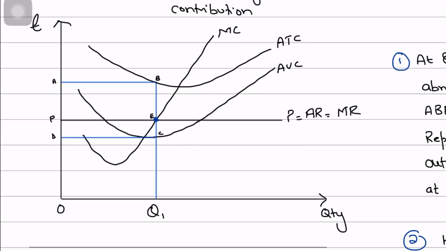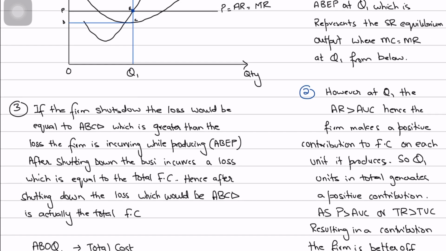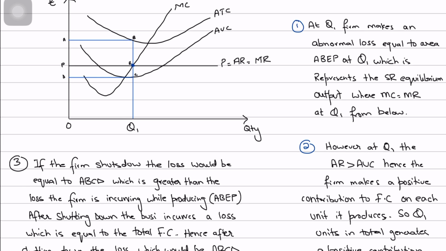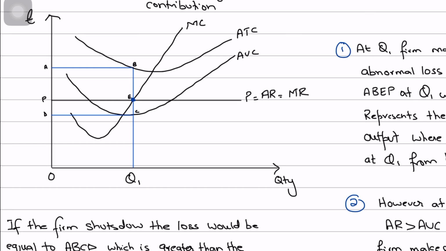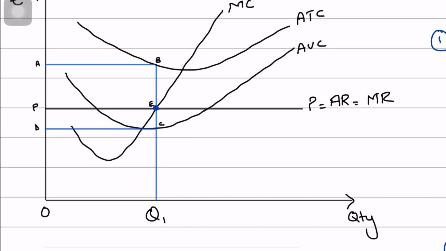So for example, if the firm shuts down, let's say if it shuts down, अभी लॉस कितना है? अभी लॉस है ABEP, अभी ये लॉस है. But let's say if the firm shuts down, then production will be zero. If the production will be zero, there will not be any variable cost incurred. So variable cost तो incur होगी नहीं. So no variable cost will be incurred. So if variable cost will not be incurred, then the only cost will be a fixed cost.